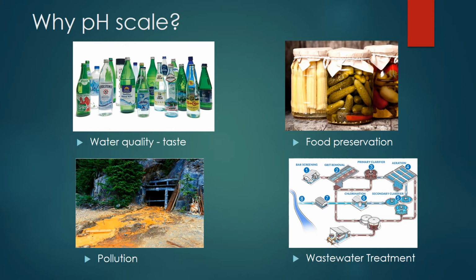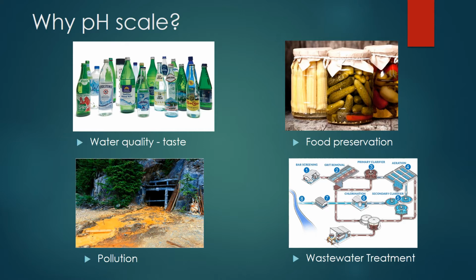So, kind of the first thing to talk about when we're talking about the pH scale is why use the scale in the first place and what's the importance? In terms of importance, the pH scale is probably the most important thing that we've talked about yet this year. The pH scale is widely used. It's used for water quality and testing.